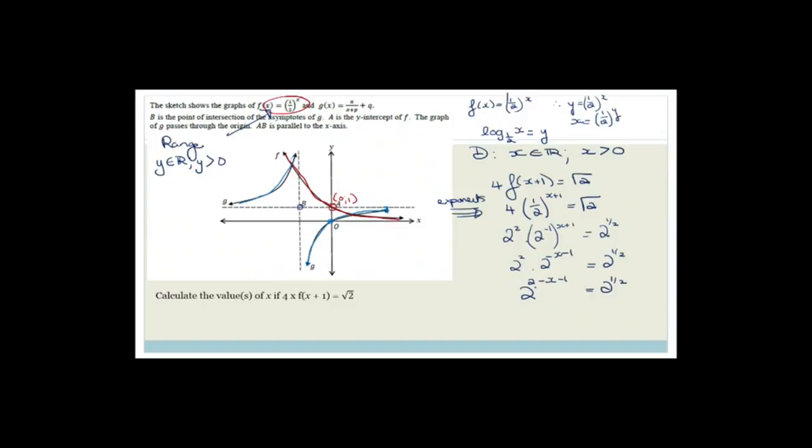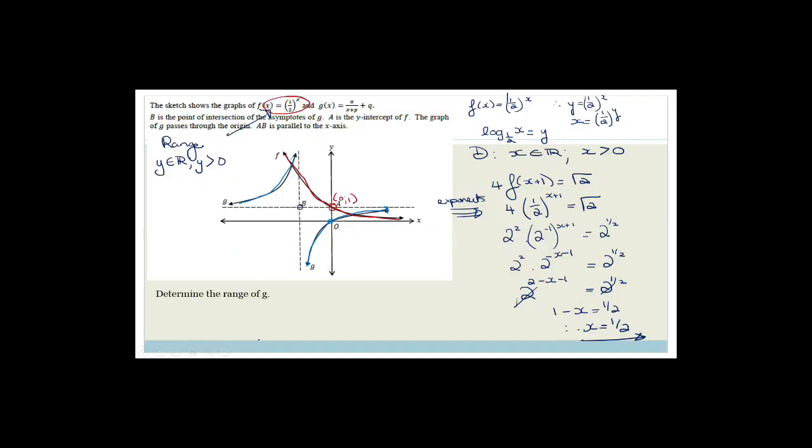So therefore, we can now cancel the bases because they're the same. So we've got 2 minus 1 is 1, minus x equals a half. Therefore, x has got to equal a half. Ta-da! Okay, that wasn't too bad.